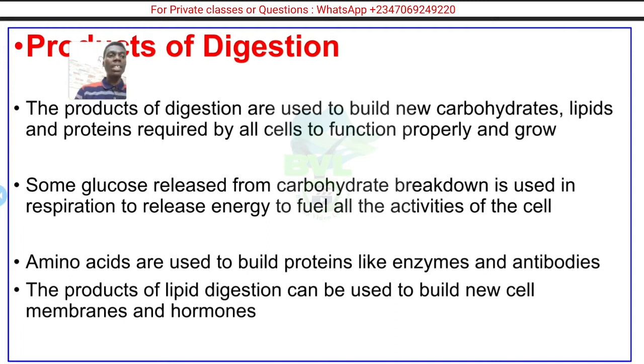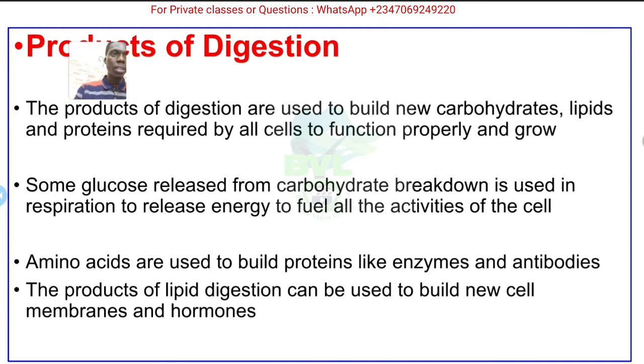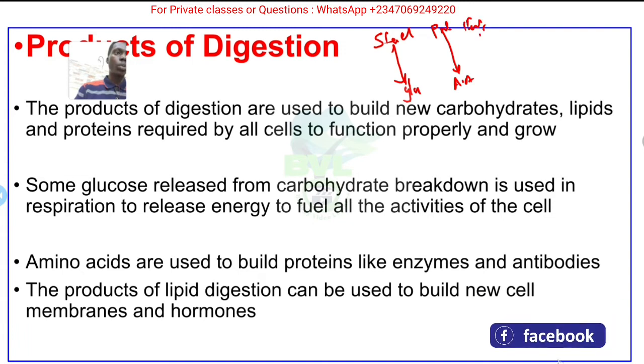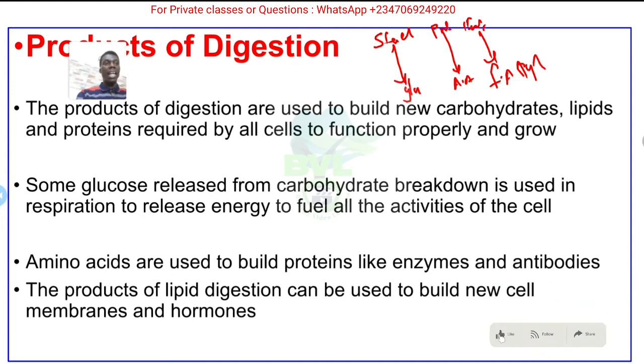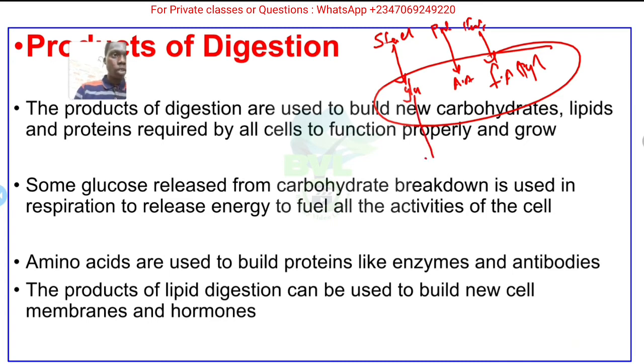So the starch we broke down was broken down into glucose. The protein was broken down into amino acid. The lipids or fat was broken down into fatty acid and glycerol. These are absorbed into the bloodstream. But you know what? When it gets to the bloodstream, it forms another carbohydrate. For example, this one will become glycogen. This will become protein again. This will become fat again.